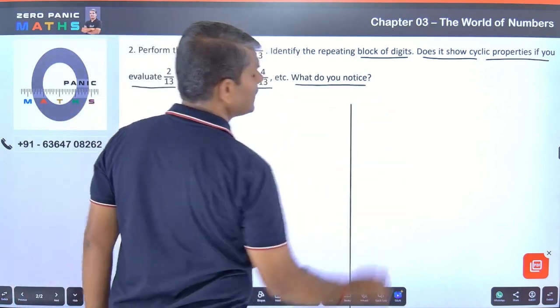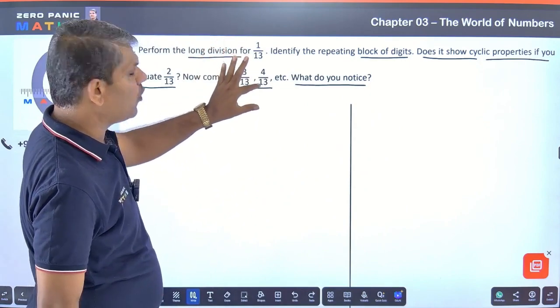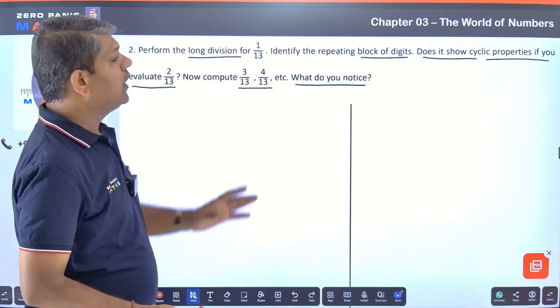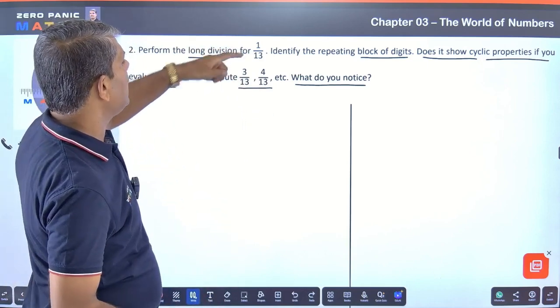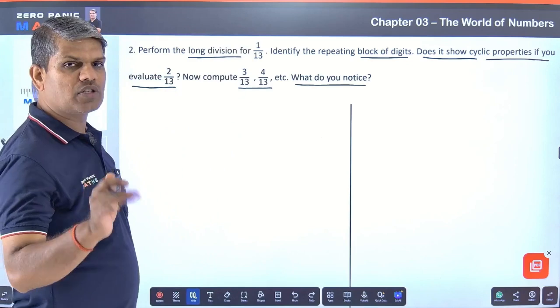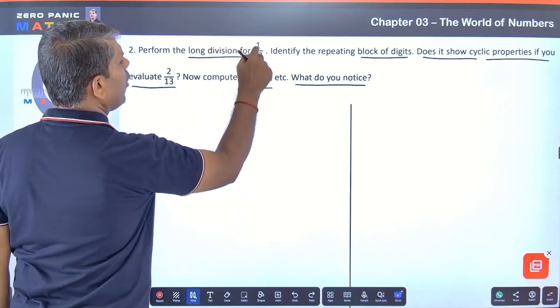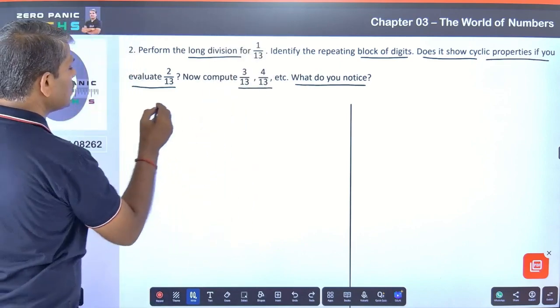And what do you notice? Finally, after computing the values of 3 by 13 and 4 by 13, what kind of properties do they possess in comparison to the value of 1 by 13? That is what the question is. So there are three different parts of this question. First of all, we need to perform the long division process of 1 by 13. Let us do that quickly.